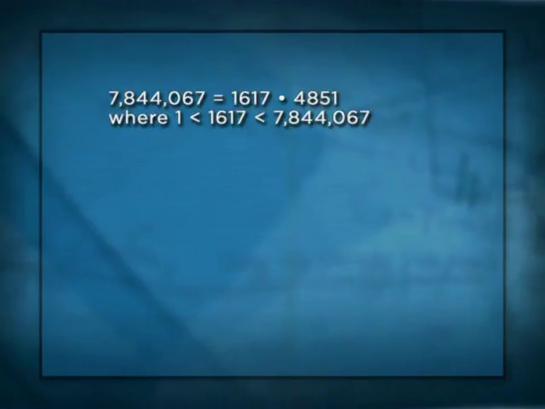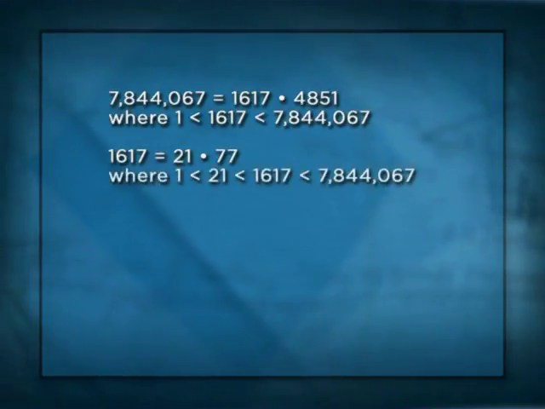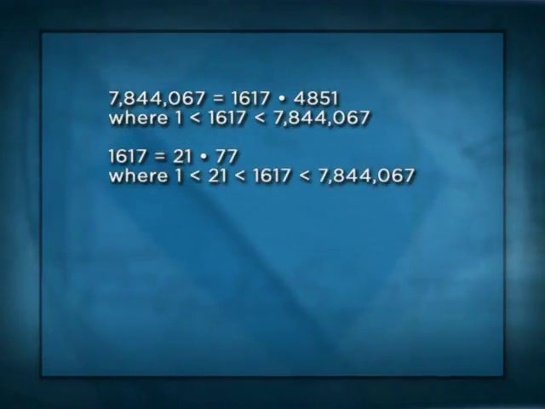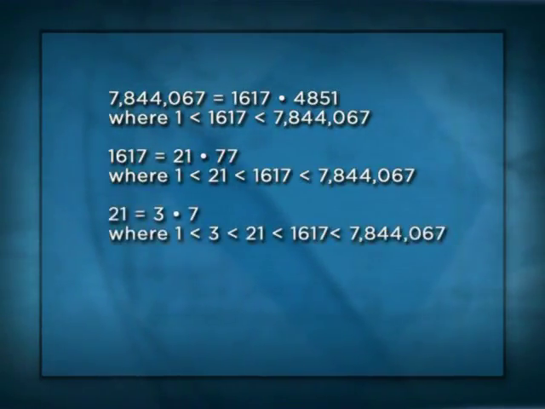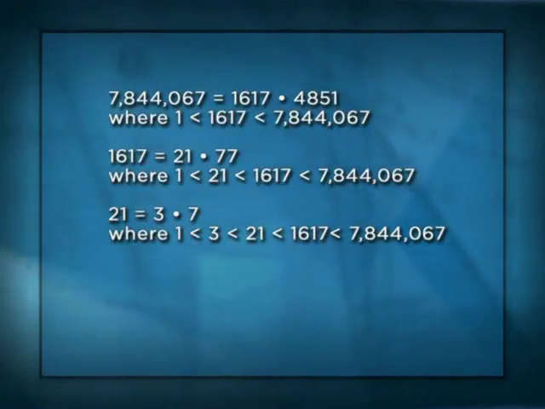But the 1617 isn't prime. It breaks up into 21 times 77. And the 21 is bigger than 1, but less than the 1617, which in turn was less than the number we started with. The 21 can further be broken up into 3 times 7. And now I get the chain. 1 is less than 3, is less than 21, is less than 1617, is less than 7,844,067. But I've reached a point where the process stops.